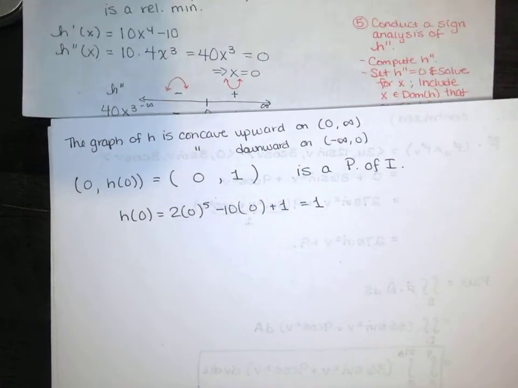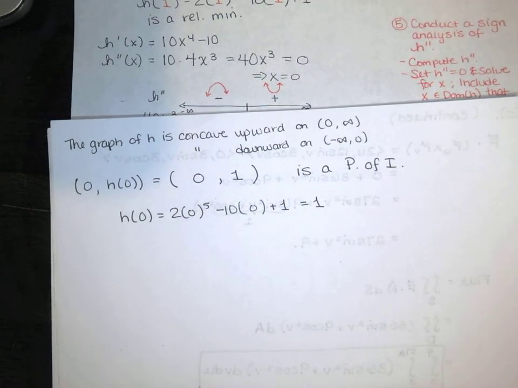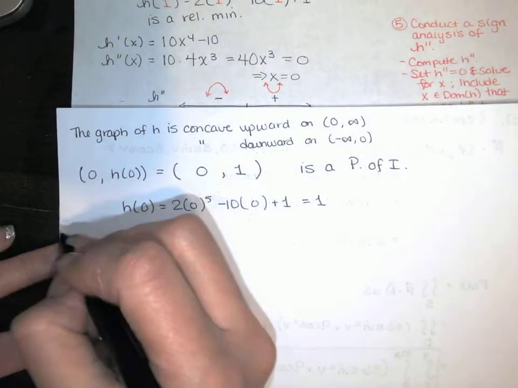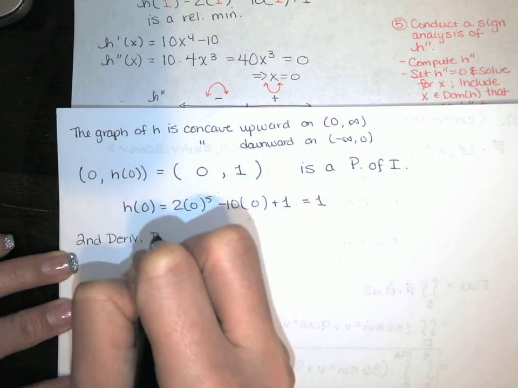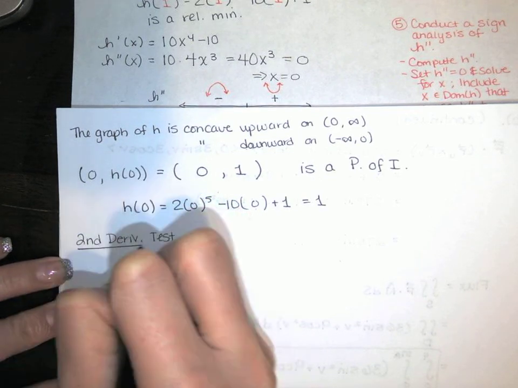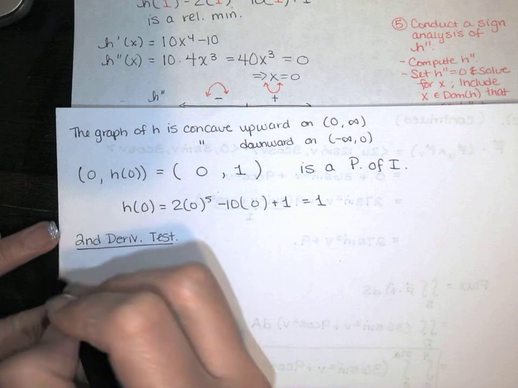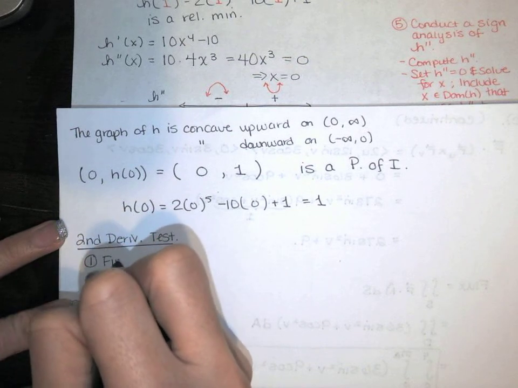But let's use the second derivative test to show the same thing. So the second derivative test says this. If you're conducting the second derivative test, this is what you do. First, you find the critical points.